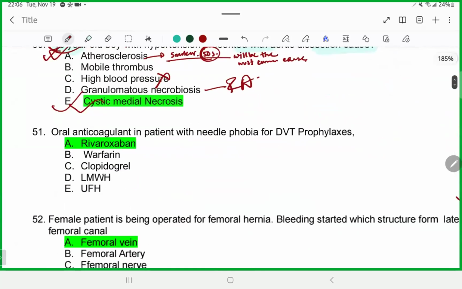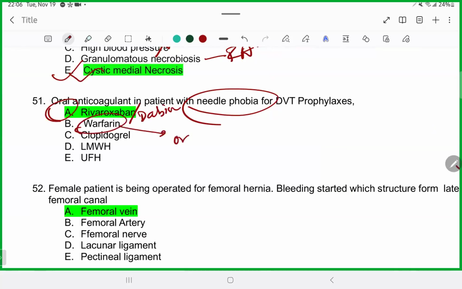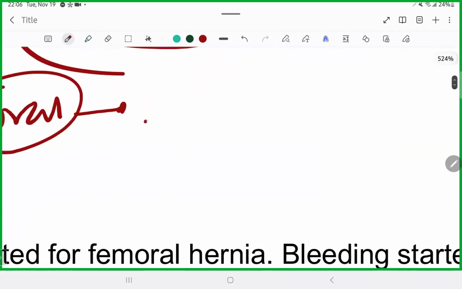Very simple. Oral anticoagulant patient with needle phobia. Very simple and very easy. We use rivaroxaban. And if they say dabigatran, that can be an answer too. Why not warfarin? You can say warfarin is oral. We all know it. Warfarin takes time to work.